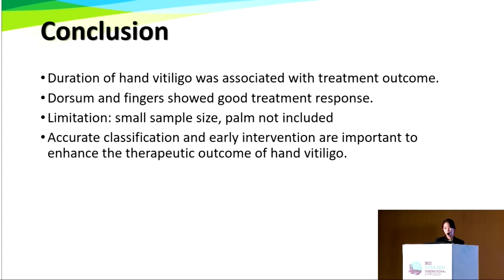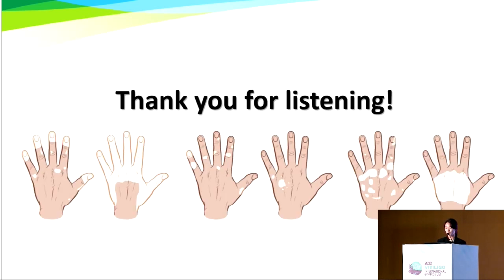Our study was limited by small sample size, and we did not consider palmar aspects, which should be analyzed in future studies. And therefore, accurate classification and early intervention will be the most important part to enhance the treatment outcome of hand vitiligo. Thank you for listening.